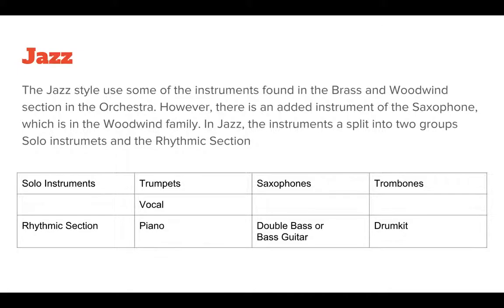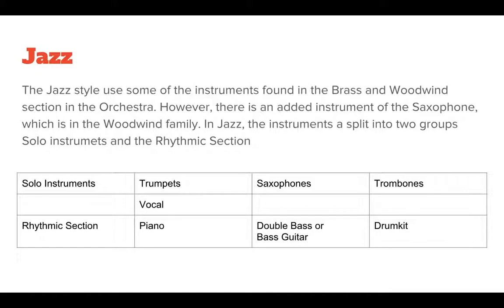Now we have a look at the jazz style. The jazz style has very different combinations of these instruments, but predominantly they are classified into two groups. One being solo instruments, and the other being the rhythm section. The rhythm section is generally a combination of the piano, the double bass or electric guitar, and the drum kit. These are the ones that generally play the harmony down at the bottom, so they're playing the chords. And they also keep in time. So it's harmonic rhythm, basically, hence the name rhythm section.